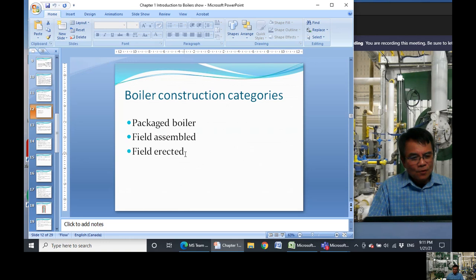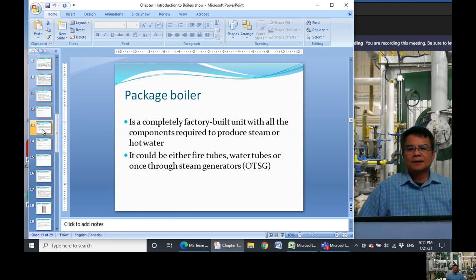Even the tube connection to the steam drum is done right on site. This one is a huge boiler. Now, a package boiler is a whole unit that is factory built, with all the components, everything done already. You can put it on a skid and ship it from the factory, and then you can produce steam or hot water.